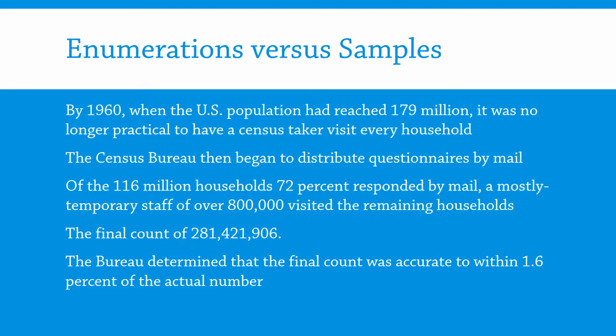By 1960, the U.S. population had reached 179 million. It was no longer practical to have census takers visit every household. And the Census Bureau then began to distribute questionnaires by mail. Of the 116 million households, 72% responded by mail. And then they had a mostly temporary staff of 800,000 people that visited the remaining households, because they do still have to visit every house and count every head.